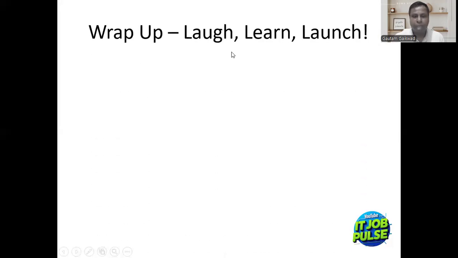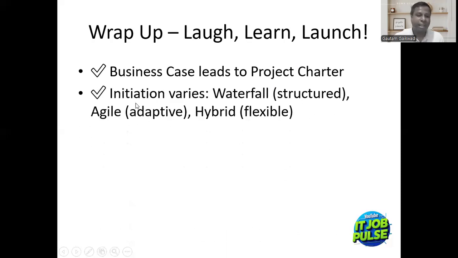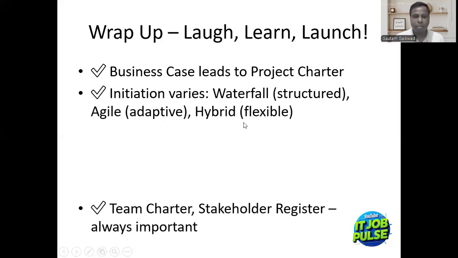Wrap up: laugh, learn, launch. So we are coming to the summary part. Business case leads to project charter. Initiation varies. Waterfall is structured. Agile is adaptive. Hybrid is flexible. Waterfall is structured, it is designed. Hybrid is still structured, still fixed, but some changes can be made. It becomes flexible.